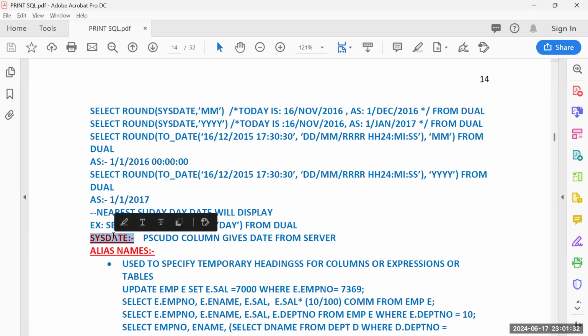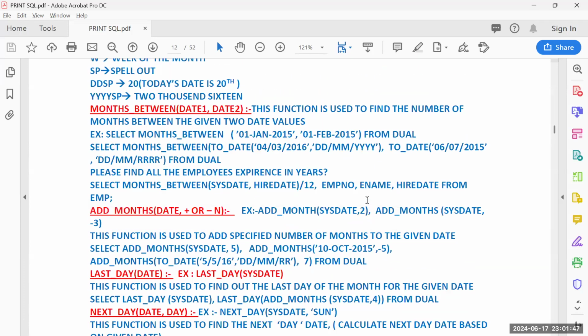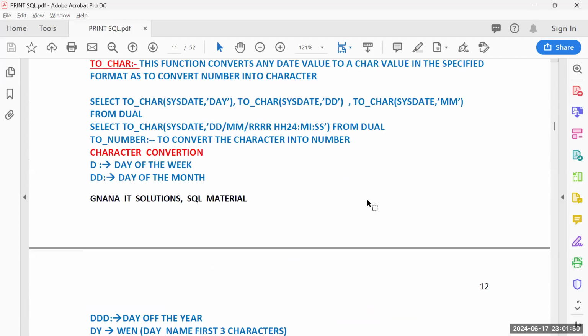Same as SYSDATE, we already discussed many times. SYSDATE is a pseudo column that gives the date from the server. What is the system date? That system date it will define. This is also one of the date functions. Along with that, we discussed a few of the formats.